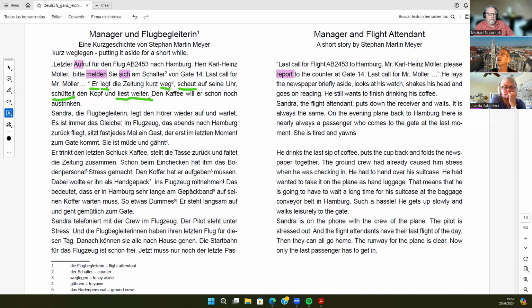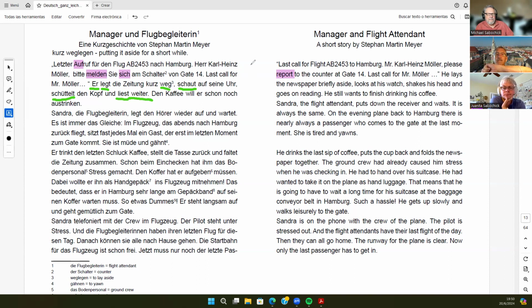So remember what I said about putting something down for a short while, for seconds. He goes back to reading. So he's reading. He hears die letzte Aufruf. So somebody is calling. Anruf is making a phone call and calling you by phone. Aufruf is when the loudspeaker calls you. So, legt die Zeitung kurz weg, which means he puts down the newspaper.